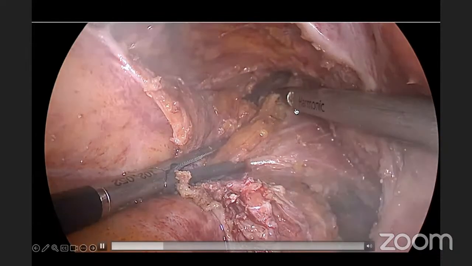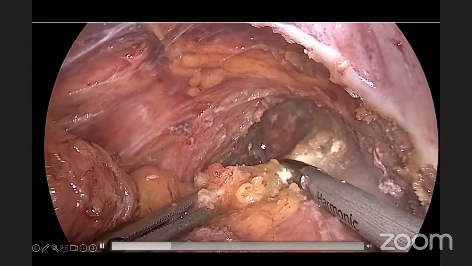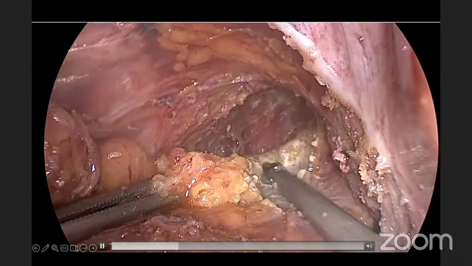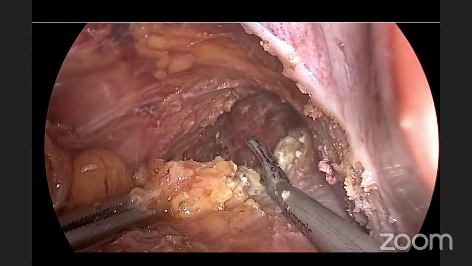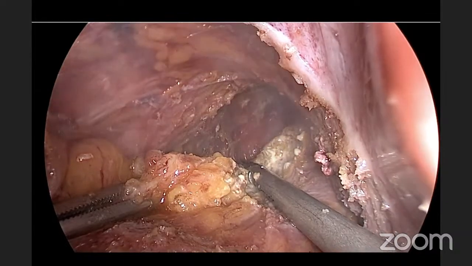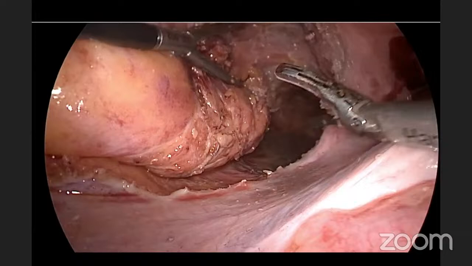So there's a little bit of mesorectum there, and we are dividing that mesorectum. This patient was post-radiation. You can see a little bit of this white saponification that usually is seen post-radiation in many patients. So the whole mesorectum is then divided there. And finally, we have only rectum.